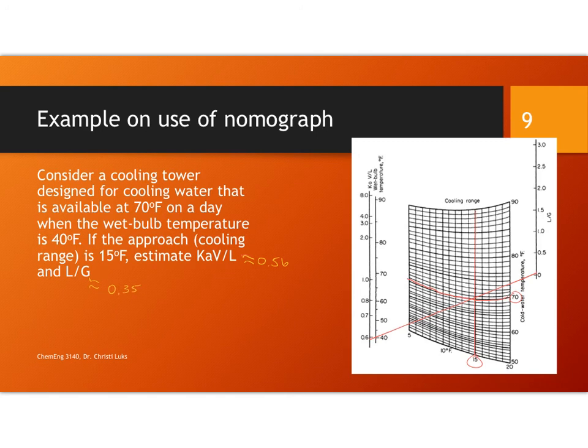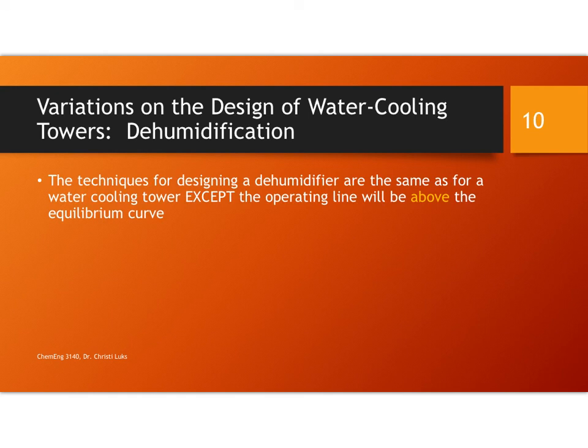One final thing that I want to mention is dehumidification. It isn't such a common need as a cooling tower. This basically is the absorber version of a cooling tower. So the operating line ends up above the equilibrium curve, but all of the steps are the same. All of the formulas really are the same, but it's going to be above the equilibrium curve. That's all I'm going to say about that because it is sort of an unusual situation.